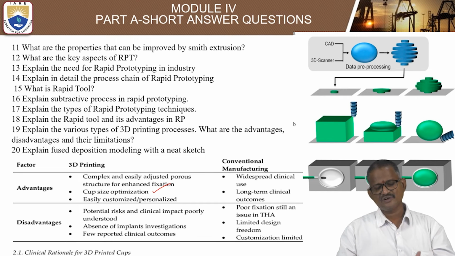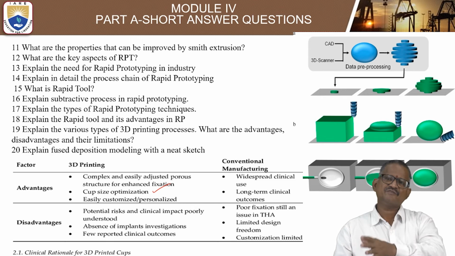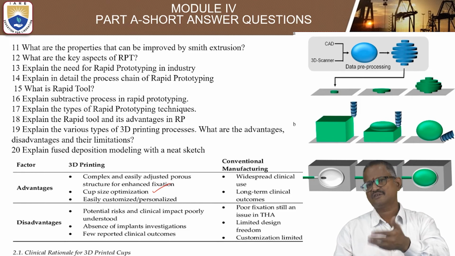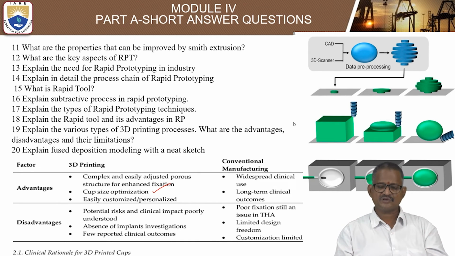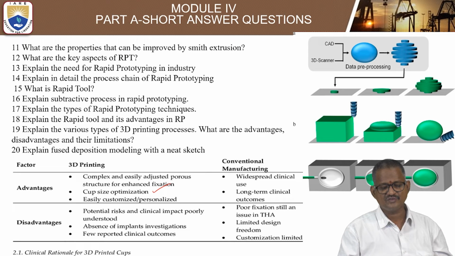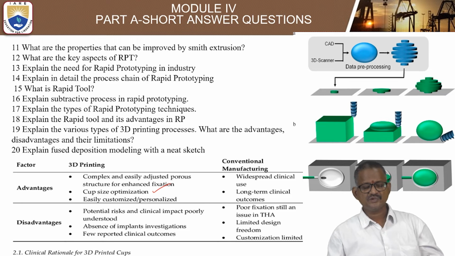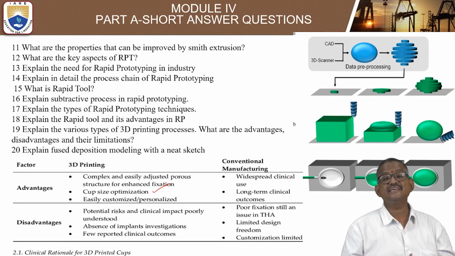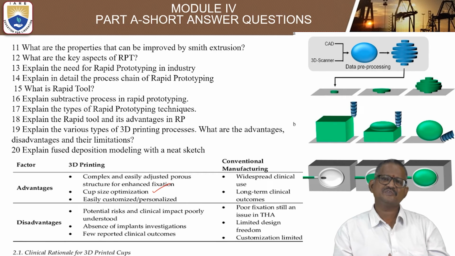So nowadays when you want to use 3D printing for any complex shape, conventionally it takes a lot of time, and the quality and specification also do not come up to the mark. So that's why obviously you can go for 3D printing, that is rapid prototyping. So the simple advantages are complex shapes, easily adjustable, porous structures, cup size optimization can be performed, and it can be easily customized and personalized.